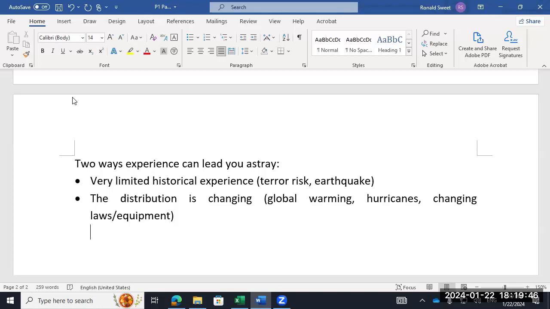The earthquake is not the same as the terrorism example. Yeah, earthquake's very similar because... Well, I'm talking about at the point of Northridge. At the point of Northridge, we had very little history. We knew California was exposed, but we just had not seen one for so very, very long.